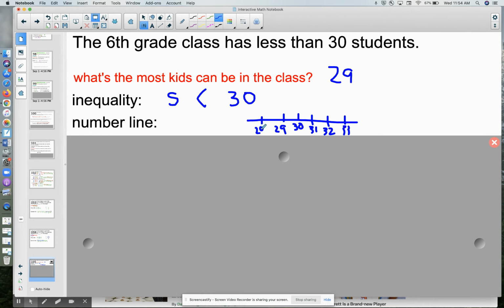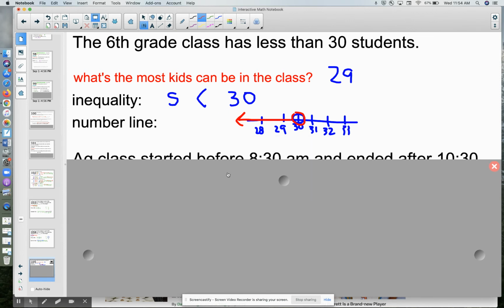All right. So the 30, would it be an open or closed circle? It'd be an open circle. And then would it be going left or the right? It would be going to the left, wouldn't it? Right there. So isn't 5 less than 30? 7 less than 30? 20 less than 30? And 30 is not an answer because it has to be less than 30. Okay? So that's how you would do that.